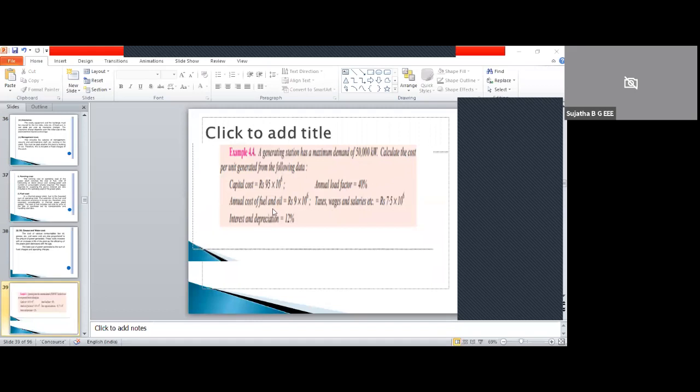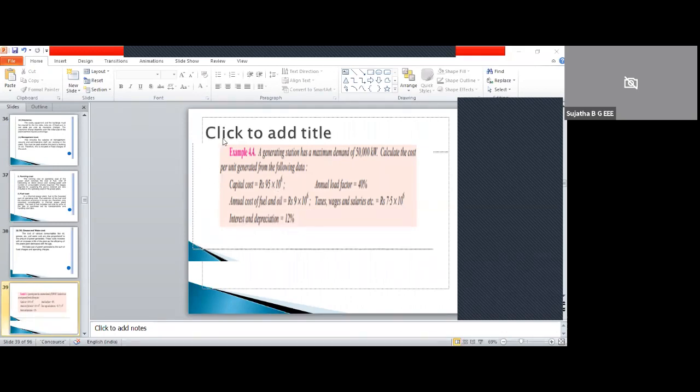Annual cost of fuel and oil is rupees 9 into 10 to the power 6. See, look at these values. When you compare to the cost of the plant, the cost of fuel and oil is very less, is it not? Also, taxes, wages and salaries is rupees 7.5 into 10 to the power 6. Then interest and depreciation is 12% of the capital cost. You have to understand, interest and depreciation is 12% with respect to the capital cost.